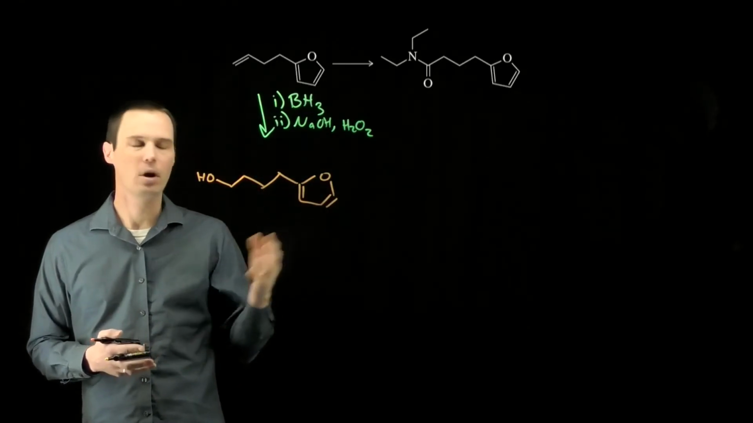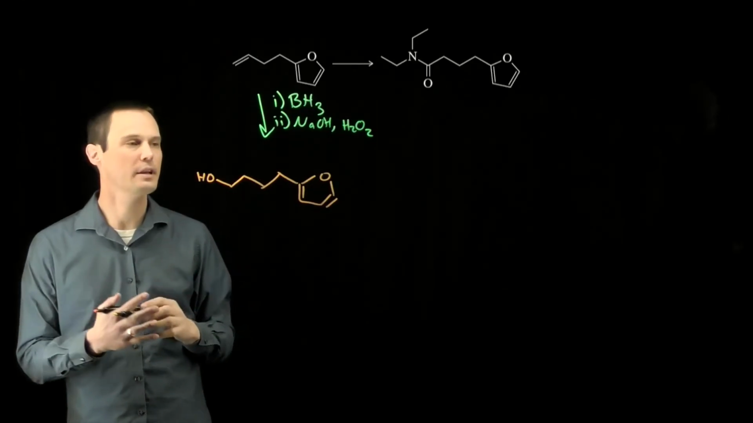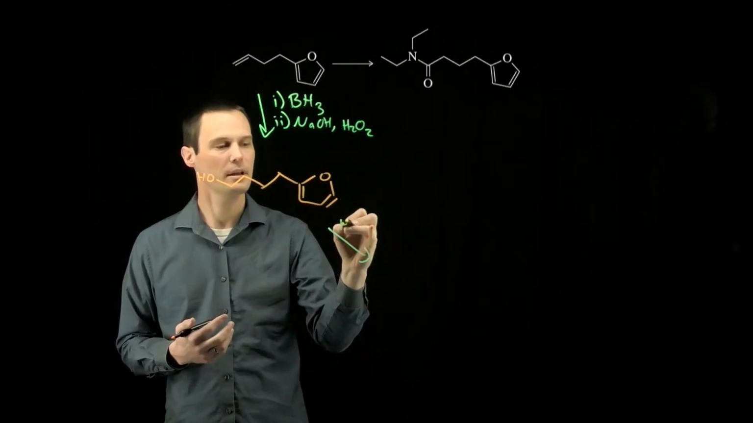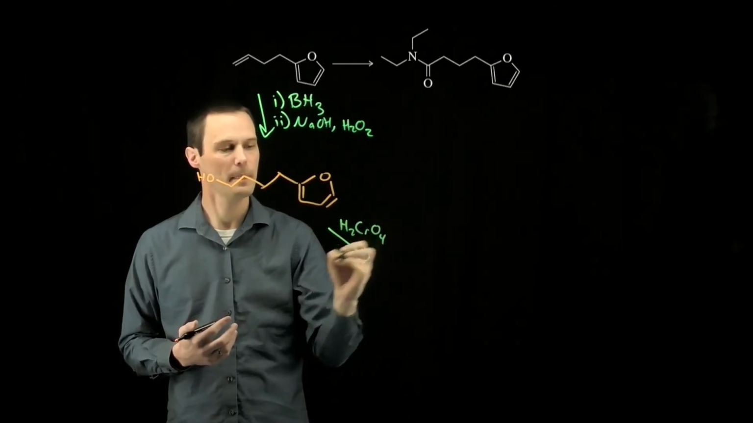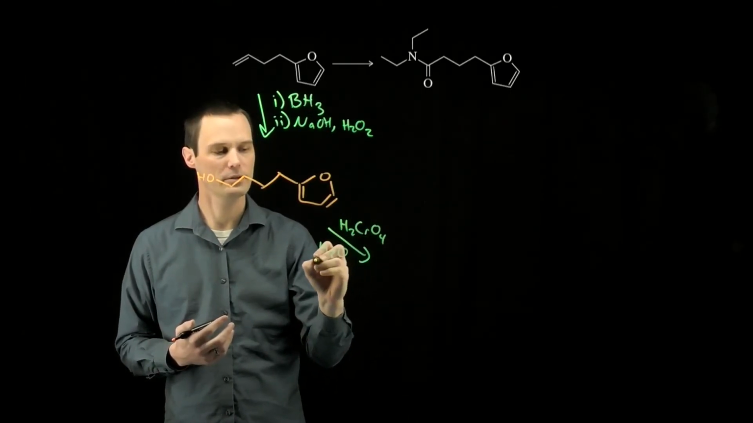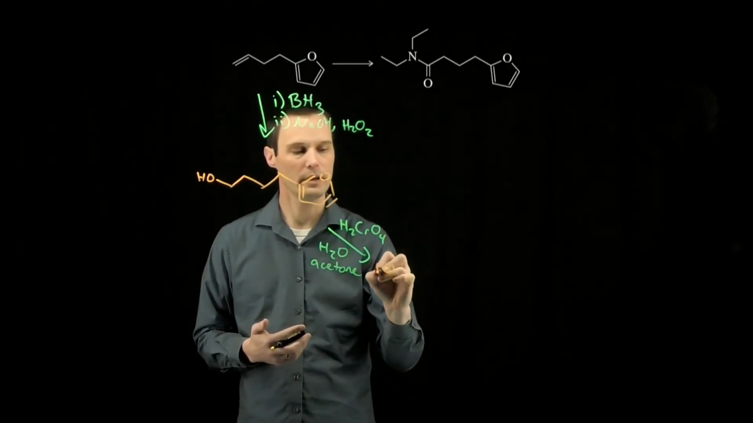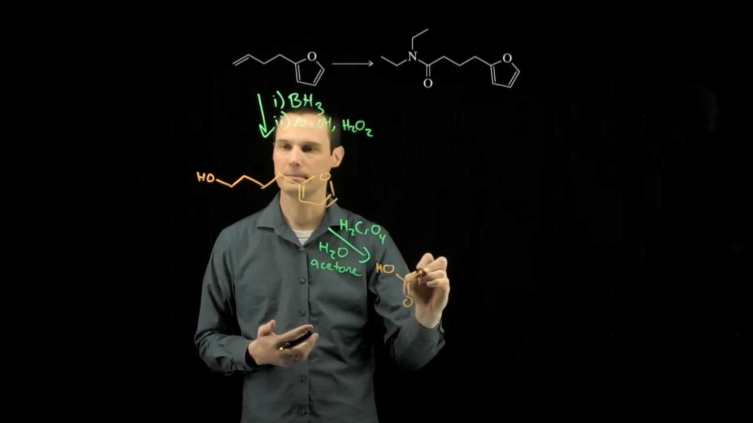I can then turn this alcohol into a carboxylic acid using an oxidant like Jones reagent. I can use something like chromic acid, H2CrO4. That's usually done in water acetone solvent. And that oxidizes the alcohol into a carboxylic acid.